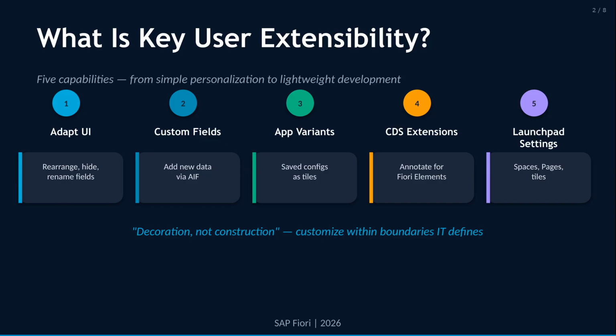Adapt UI lets you rearrange, hide, or rename fields on any Fiori Elements app. Custom fields via the Adaptation Interface Framework, or AIF, lets you add entirely new data fields to business objects. App Variant Management lets you save and share pre-configured versions of an app. CDS Metadata Extensions let you surface custom fields in Fiori Elements without modifying the original CDS view. And Manage Launchpad Settings let key users adjust tiles, groups, and spaces without basis involvement.